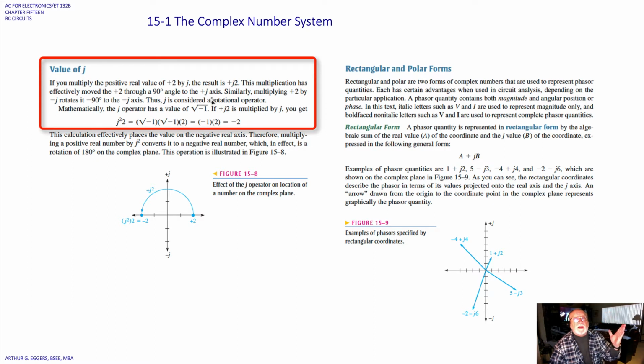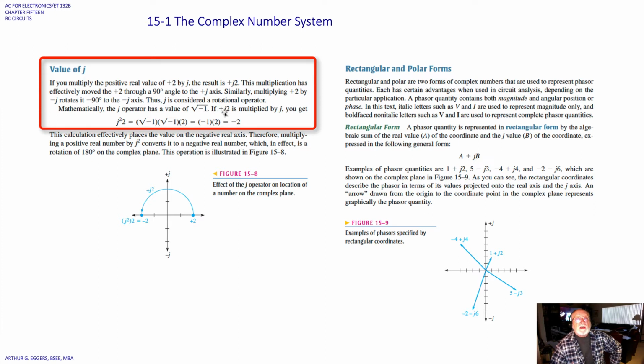Well, how do we do that? Similarly, multiplying plus 2 by minus J rotates it down to the minus 90 degrees, to the minus J axis. So J is considered to be a rotational operator. Mathematically, the J operator has a value of the square root of minus 1.